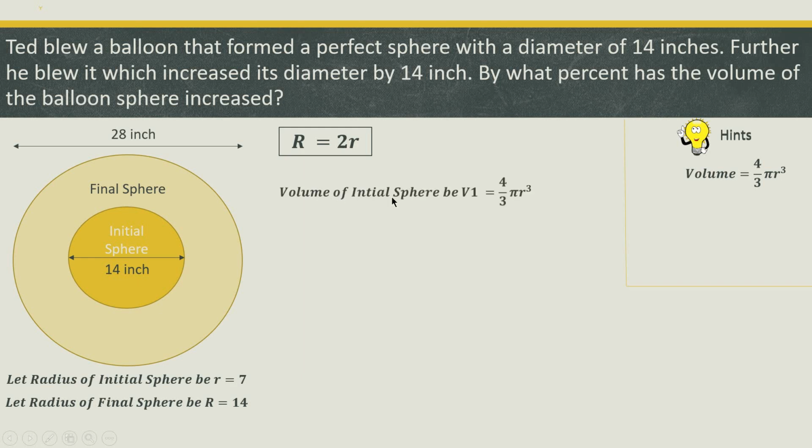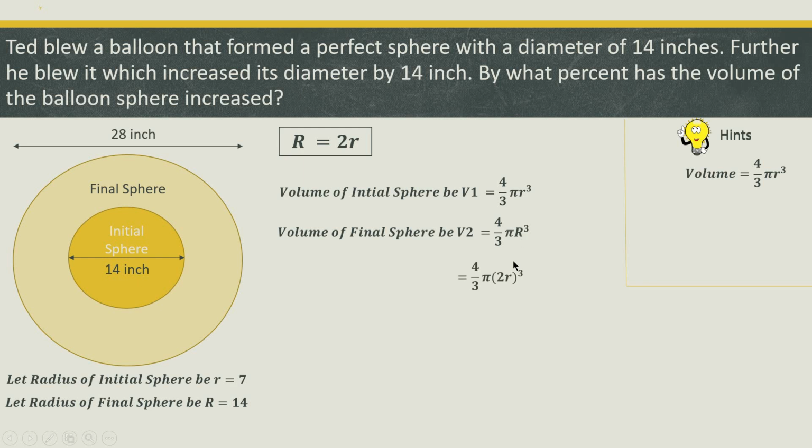So the volume of the initial sphere, let's call it v1, is going to be 4/3 pi times r cubed, since we are representing the initial sphere's radius as small r. Similarly, let's call the final sphere's volume v2. Here the radius is capital R. Now without even using the actual radius, all we are going to do is replace the capital R, that is the bigger radius, with the initial sphere radius.